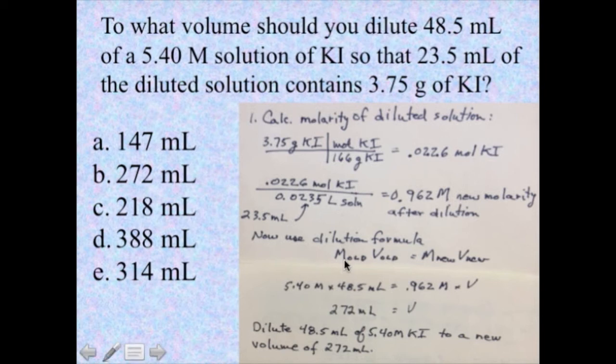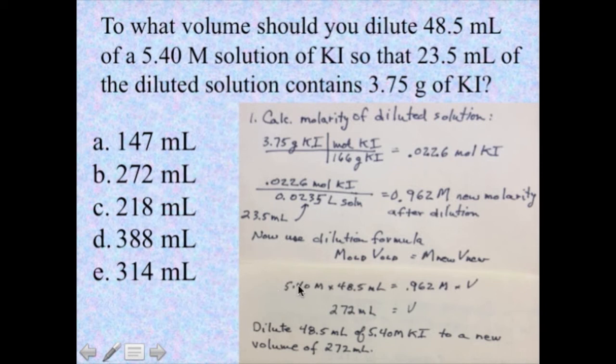So the old molarity times the old volume will give the moles of potassium iodide, and the new molarity times the new volume is also going to give those same number of moles of potassium iodide, because you're not changing the moles of potassium iodide. That's why there's an equivalence here. So now it's pretty easy to set up.